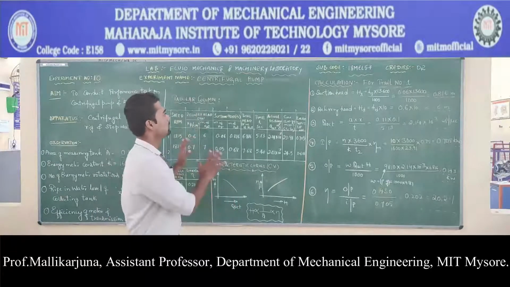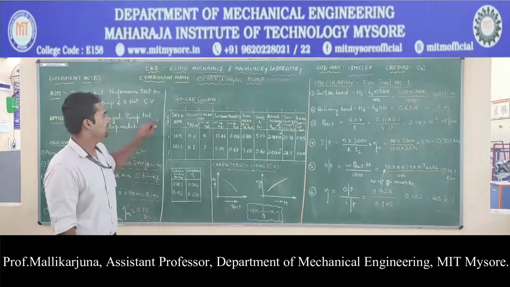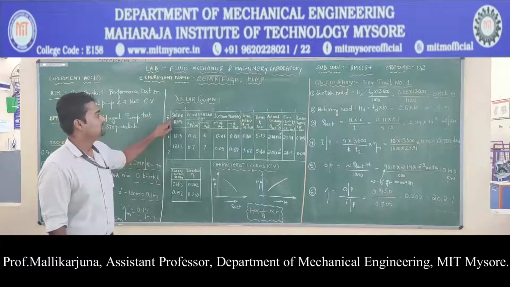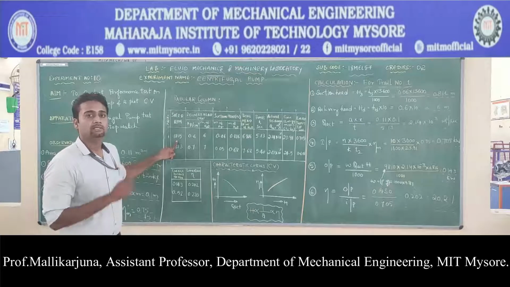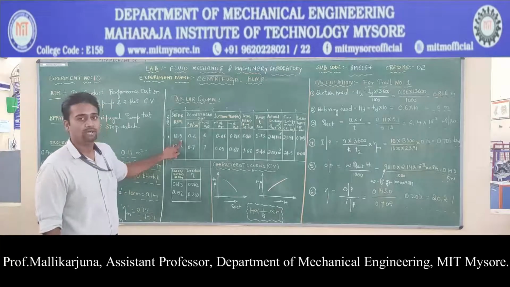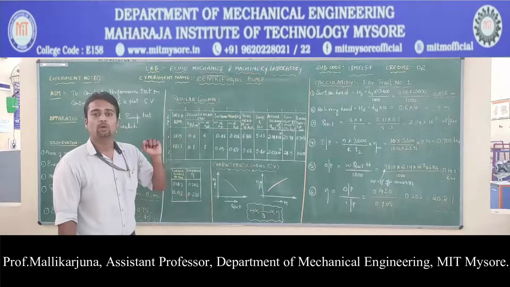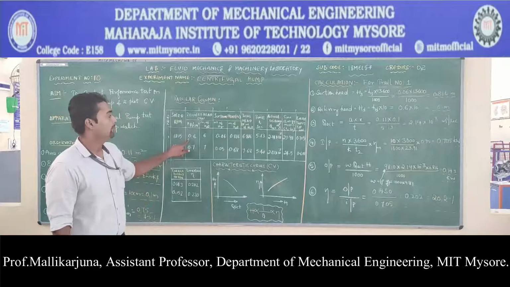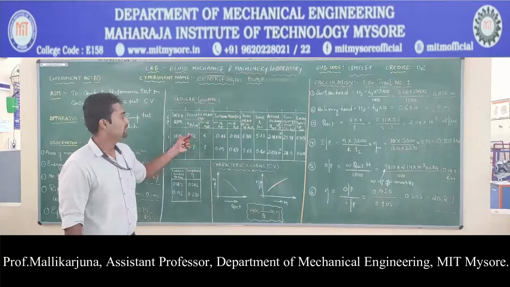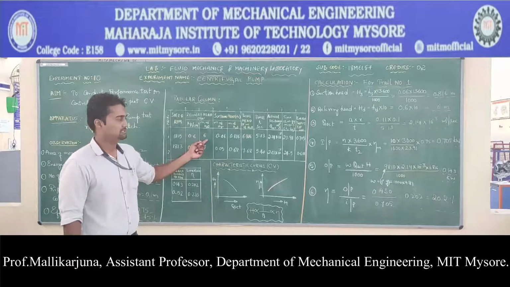Now, let us look at the tabulated values from the experiment. Trial number 1, speed in terms of RPM has been noted down over here, 1815 RPM. Delivery head, that means the head with which the water is getting delivered, is 0.6 kg per centimeter square. This has been converted into meters of water. The value has become 6.